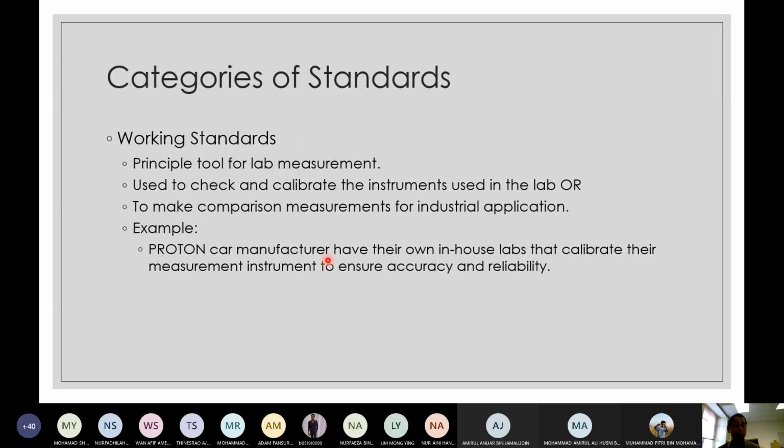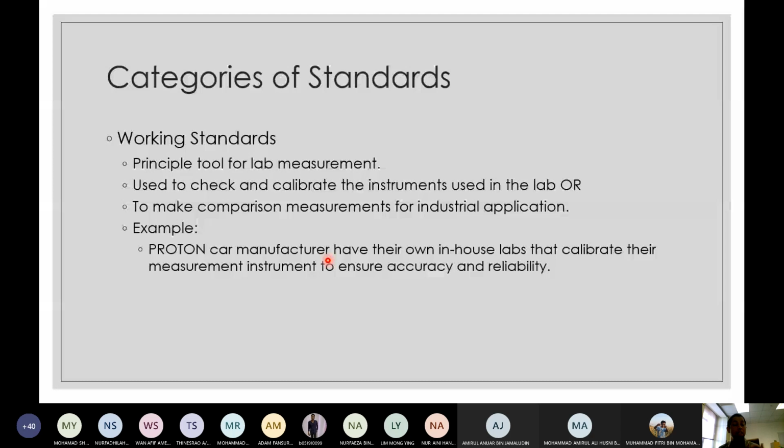And finally, we have the working standards. Working standards are the principal tool for lab measurement, used to check and calibrate instruments or make comparison measurements. These are available in every factory, processing plant or company involved in measurement. For example, Proton car manufacturer has its own in-house laboratories that calibrate their measurement instruments to ensure accuracy and reliability.